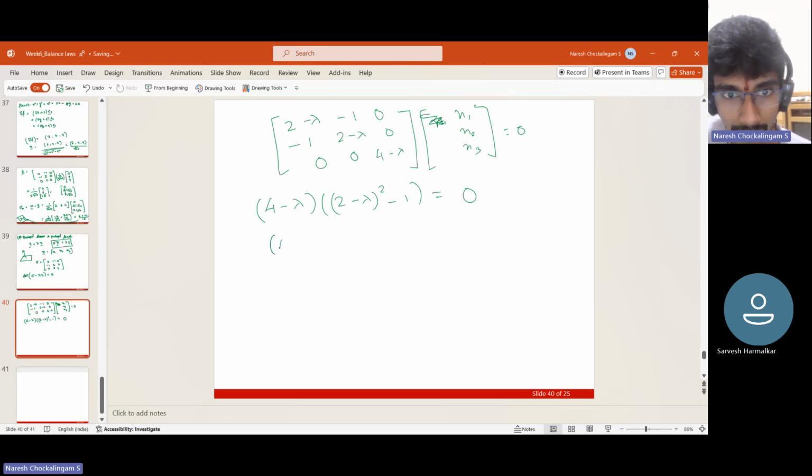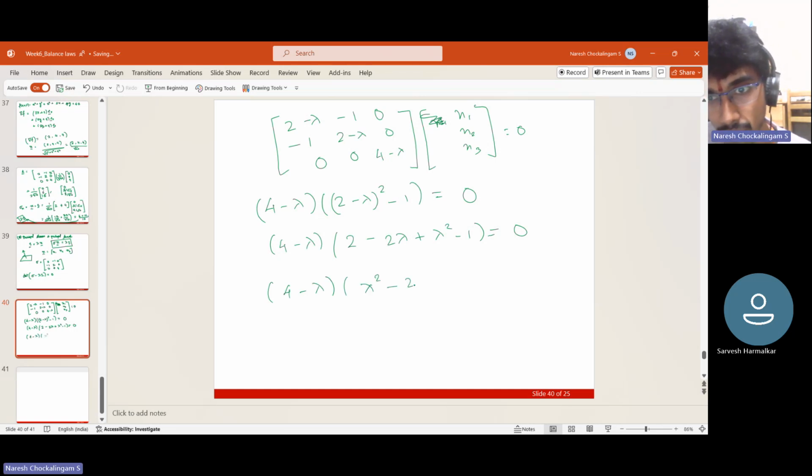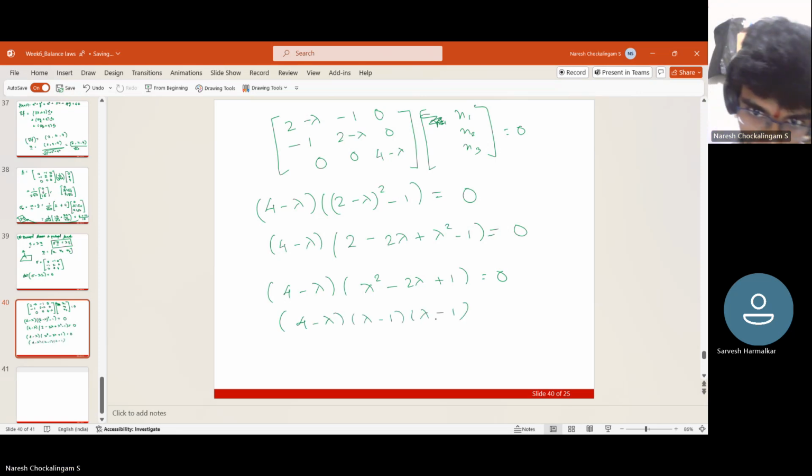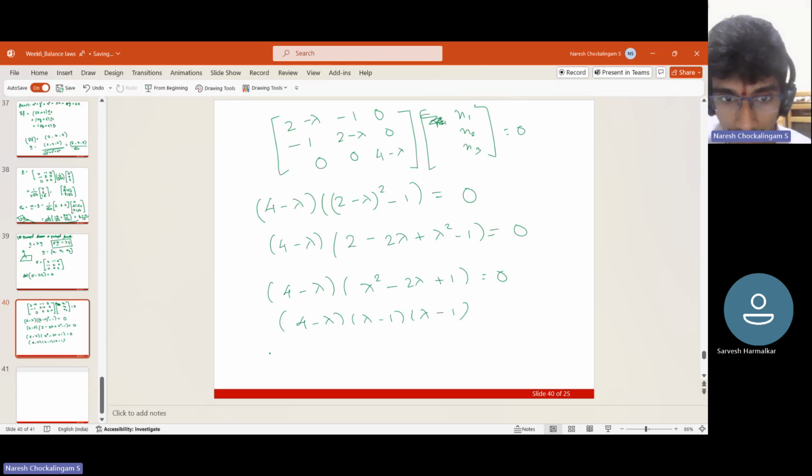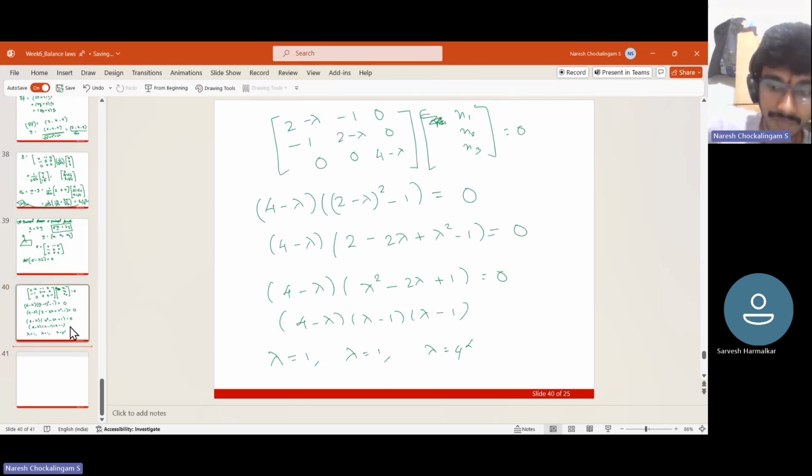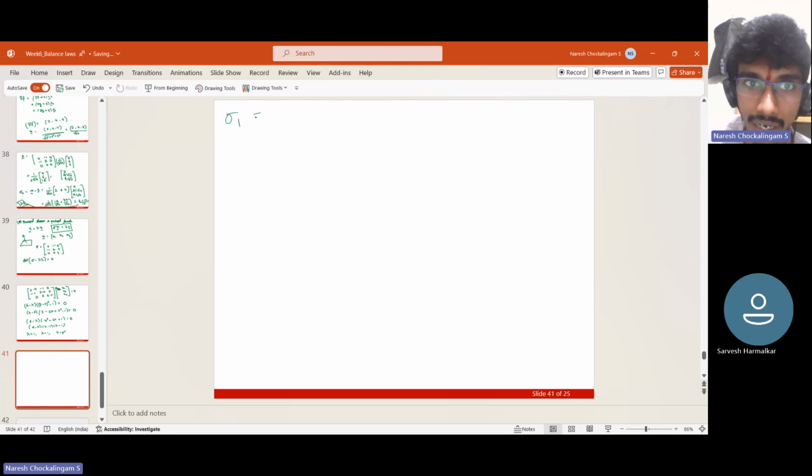So one root is 4 minus lambda, the other factor is 4 minus 4 lambda plus lambda square minus 1 equal to 0. So we have 4 minus lambda, lambda square minus 2 lambda plus 1 equal to 0. So we get 4 minus lambda, lambda minus 1, lambda minus 1. So the roots of this equation are lambda equal to 1, lambda equal to 1, lambda equal to 4. So the maximum principal stress sigma 1 is equal to 4. Other two principal stresses are 1.